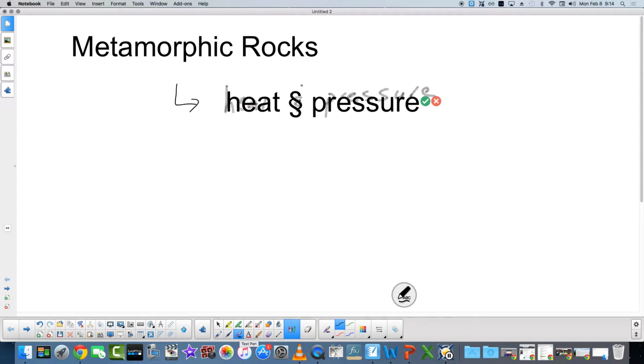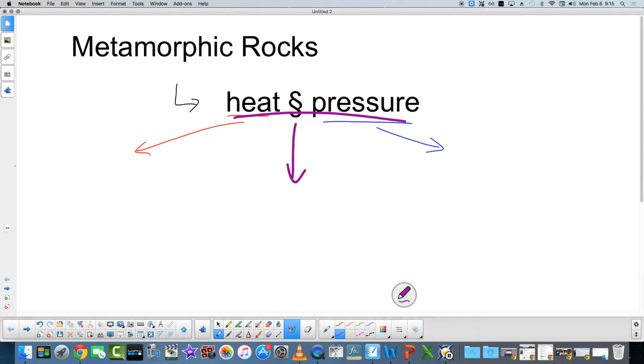Now, it turns out that there are three different types of rocks that come from these. One comes from heat alone, one comes from pressure alone, and one comes from having both heat and pressure. And by far the most common one here is the one that comes from heat and pressure, which is called regional metamorphism.